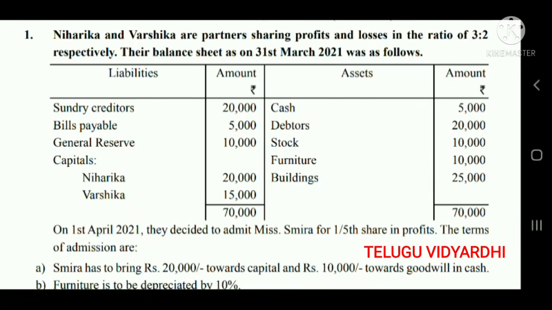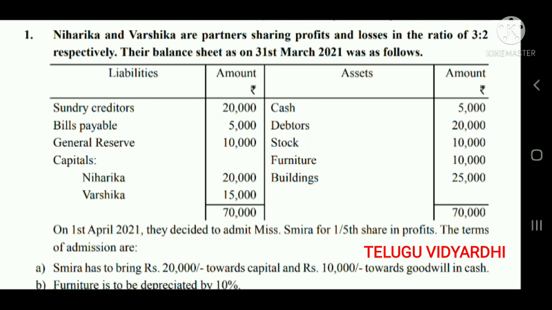Here, as per Government Basic Learning Material, in admission of partner, they give 3 problems in 20 mark sums. The first one is: Niharika and Varshika are partners sharing profits and losses in the ratio of 3:2 respectively. Their balance sheet as on 31st March 2021 is as follows.